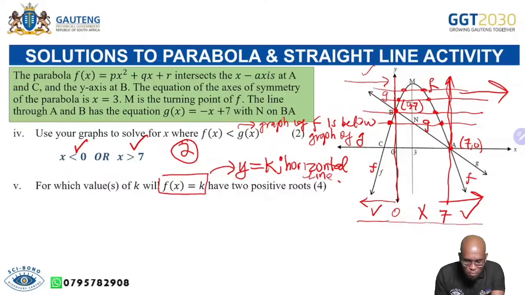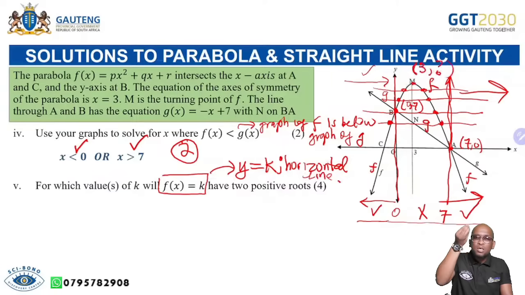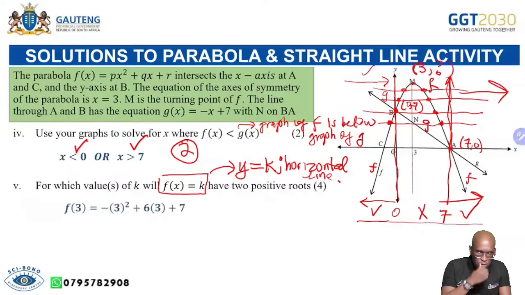But the problem with this question is that we do not have the coordinates of the turning point. We only know that x equals 3 here. We don't know what y equals. So we'll start by substituting the axis of symmetry into the original parabolic equation to get the value of y, and hence determine the coordinates of the turning point. We substitute 3 into the equation of f, so we get that f of 3 is equal to 16.